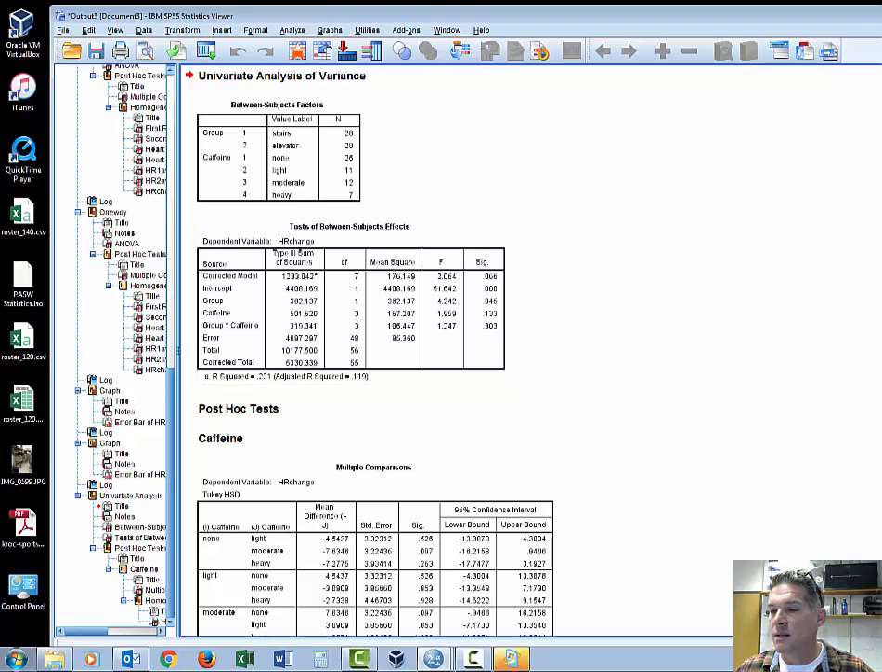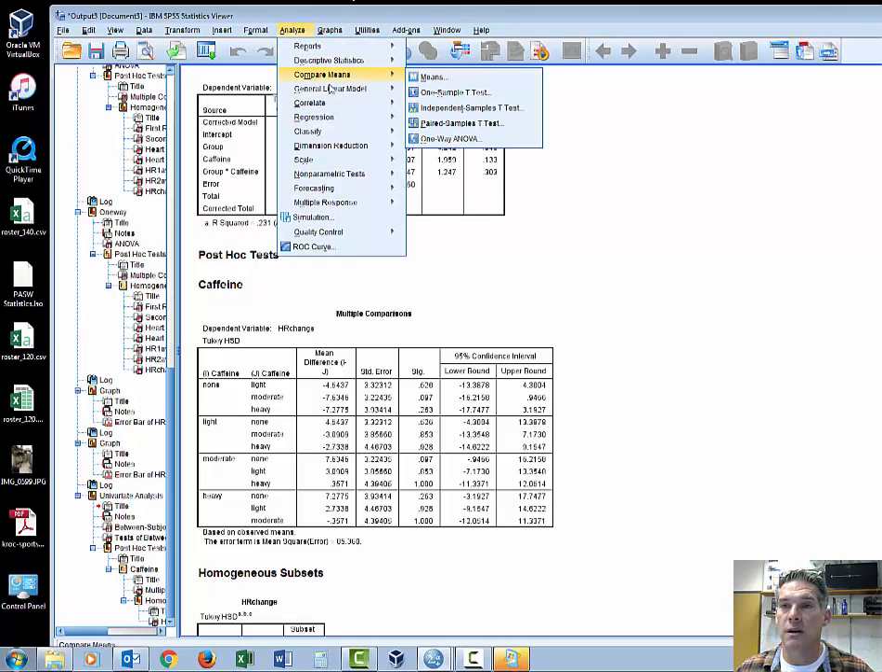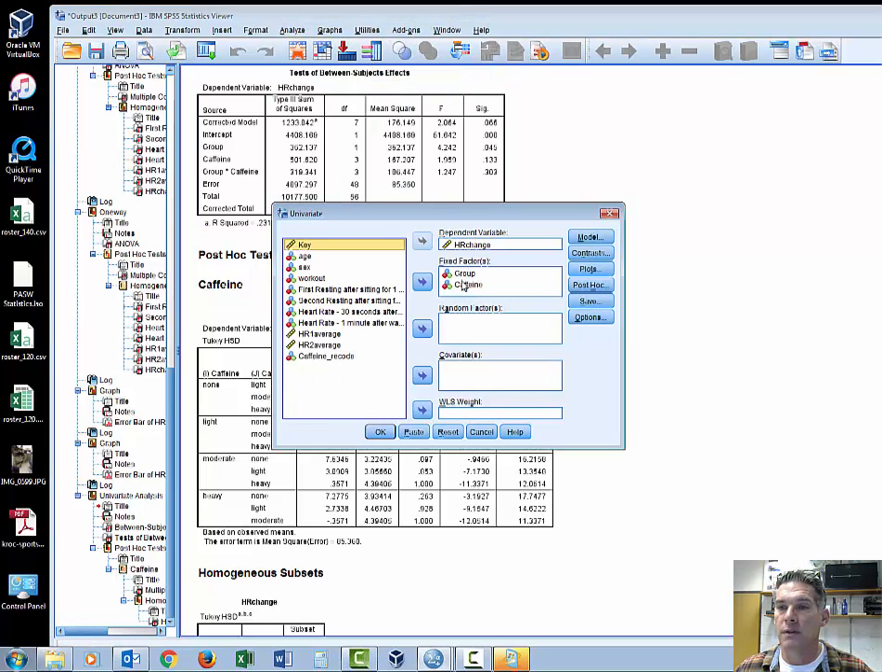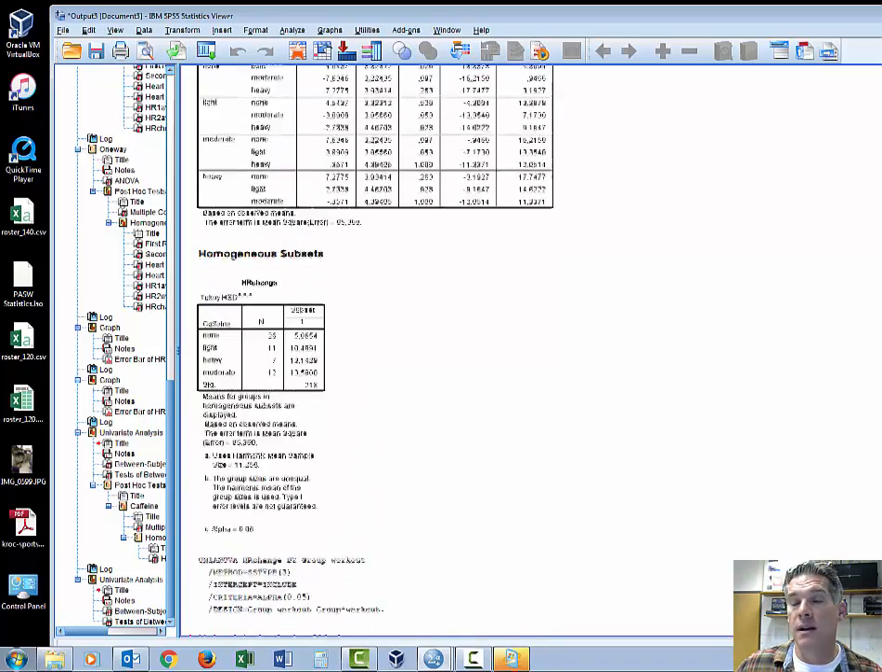I'll explain that in a few minutes. In other words, the same effect of caffeine is found across the different levels of group. We can do the same thing the other way. Compare linear model, get rid of caffeine, add working out, and hit OK. And we can find that group again makes a difference, a bigger difference than working out. Working out is not statistically significant. Group is still statistically significant. So taking the stairs affects your heart rate more than the other thing.